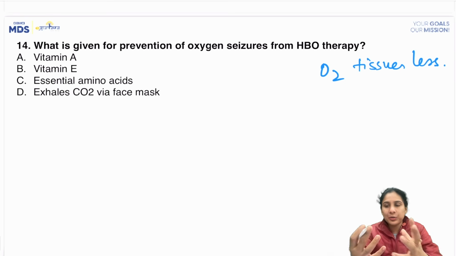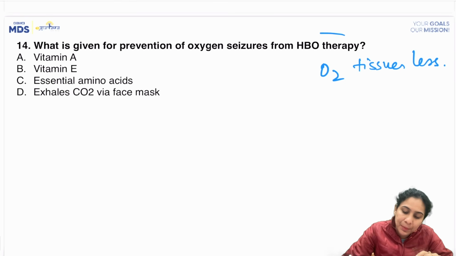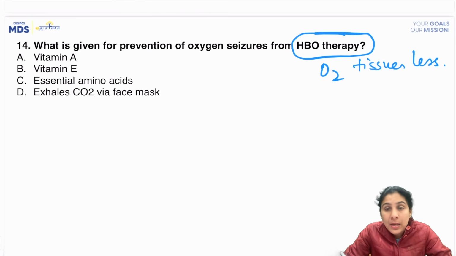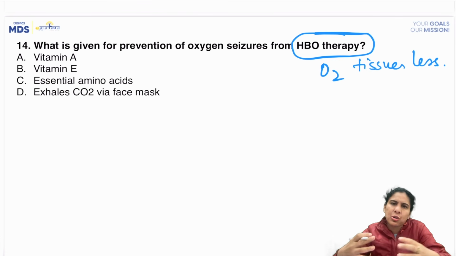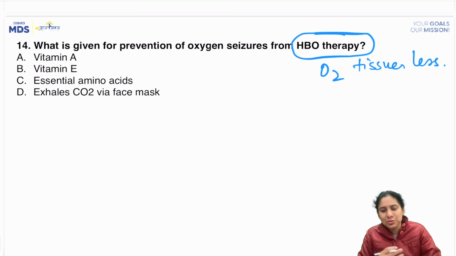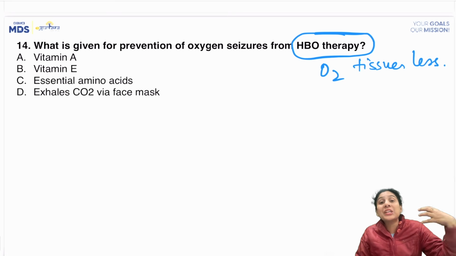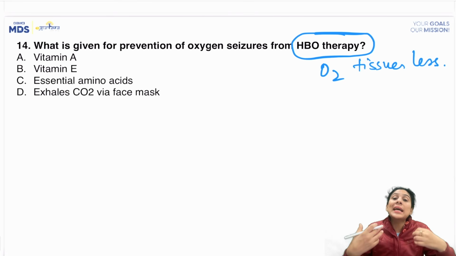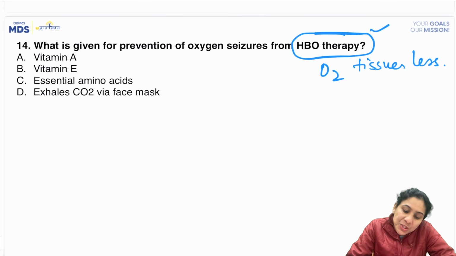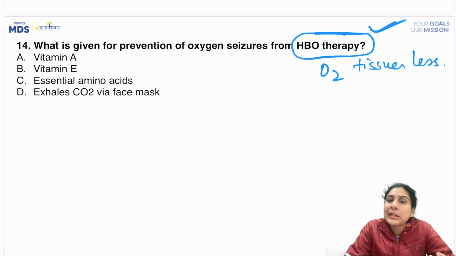So what we do is put the patient in a chamber known as a hyperbaric oxygen therapy chamber, and we give pressurized oxygen, so that if it is not reaching through blood, oxygen should somehow force its way into the tissue. So the tissue level of oxygen rises, it causes angioneogenesis, new blood vessel formation, and it helps in healing of the wound. So we use HBO therapy in any chronic non-healing wound.